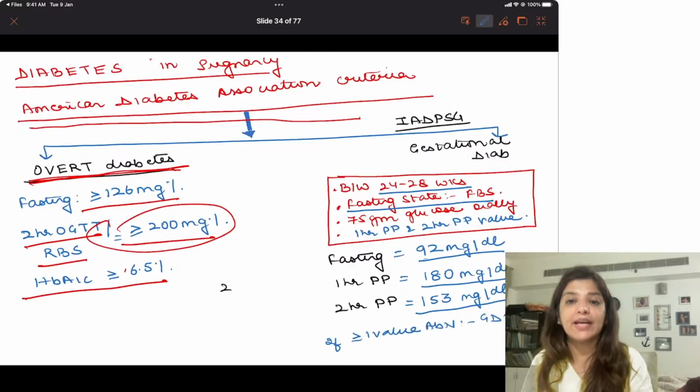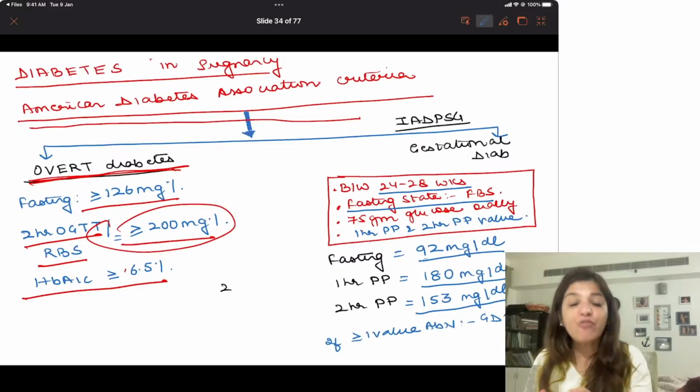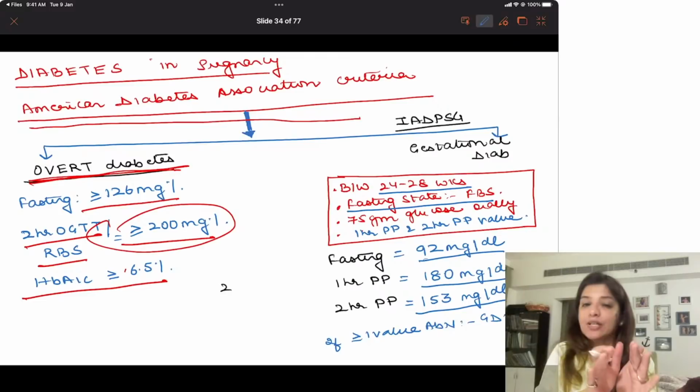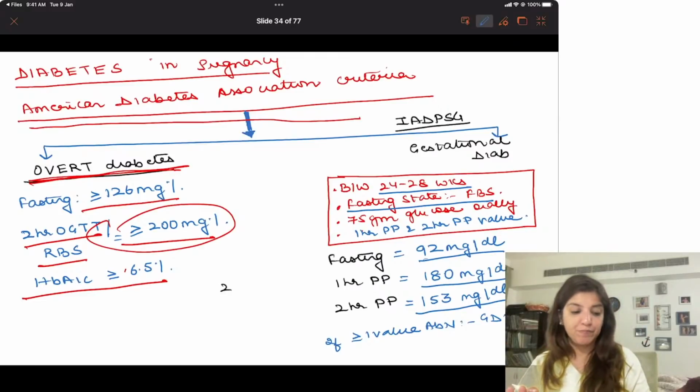According to Indian guidelines, you have to do the test at the first antenatal visit and then repeat between 24 to 28 weeks in all pregnant females. And if the 2-hour PP value comes more than 140, it is gestational diabetes. More than 200, it is overt diabetes.